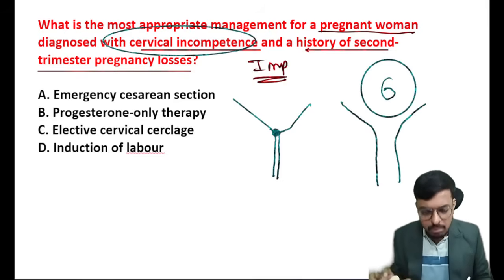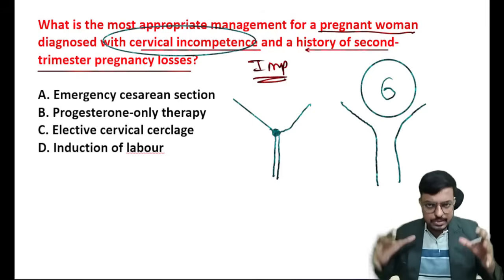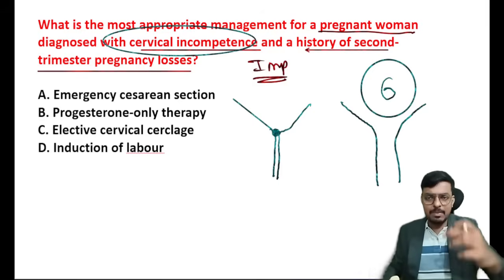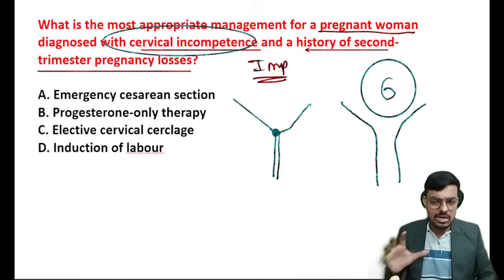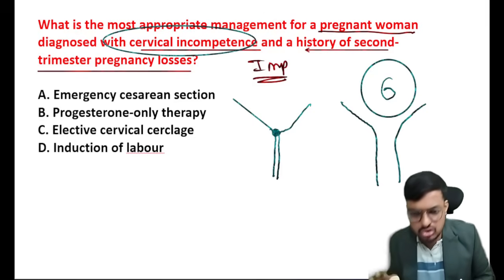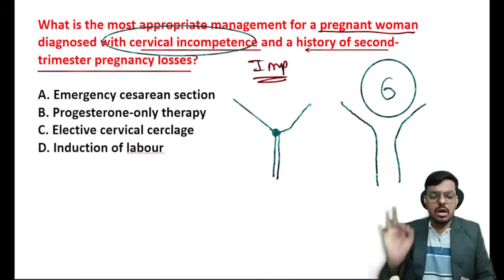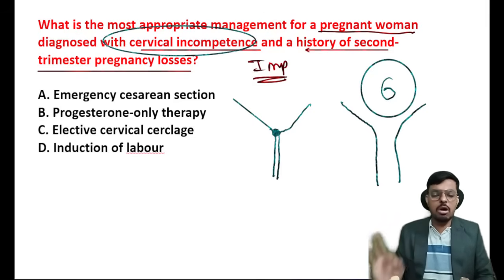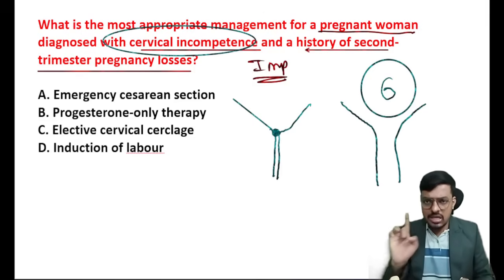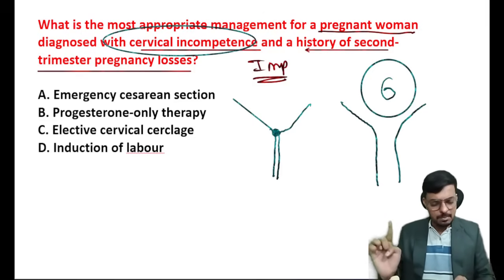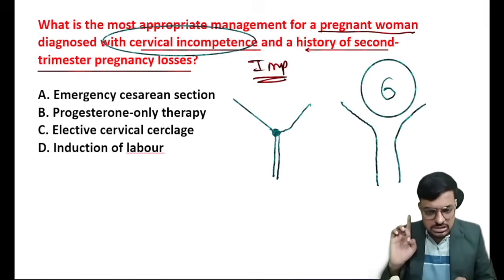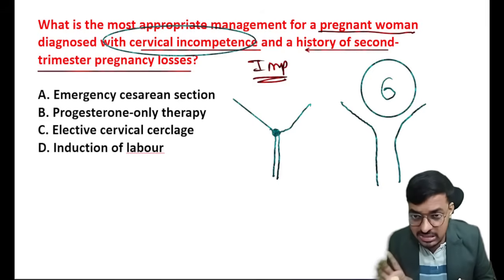Cervical incompetence means the cervix will suddenly open, the membrane will rupture, and the fetus will come out of the cervix. This is what we call cervical incompetence. It is the most common cause for recurrent loss of pregnancy or recurrent abortion in the second trimester, multiple times, repeated. I am stressing the word because it is important for you all. I hope it is clear to everyone.